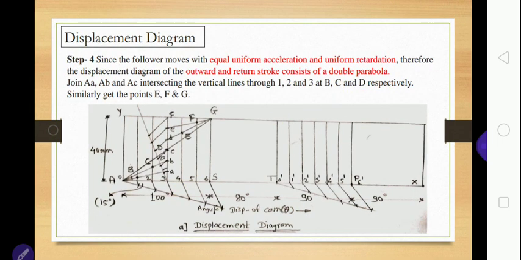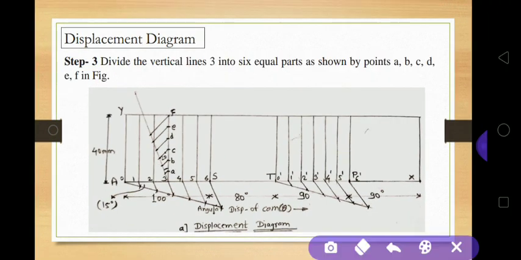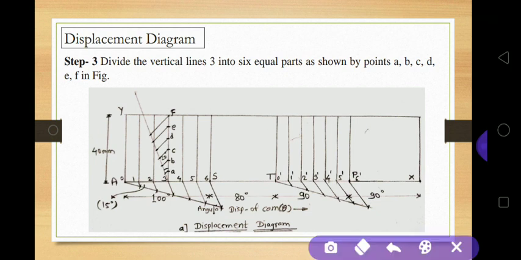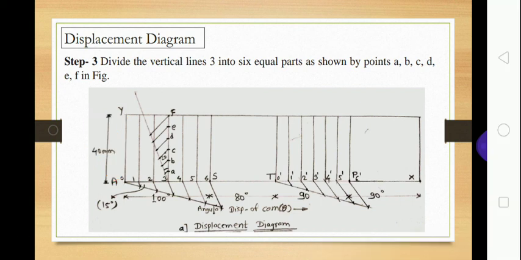A similar procedure you can follow for this 3 dash also, but that process we will do further. First we'll see, if uniform acceleration retardation is there, we have to do one procedure, that is, we have to divide this third line into equal 6 parts. For simple harmonic motion, you know what we have done. We have drawn here one semicircle. We have divided that semicircle into 6 equal parts. So this is the procedure for simple harmonic motion.